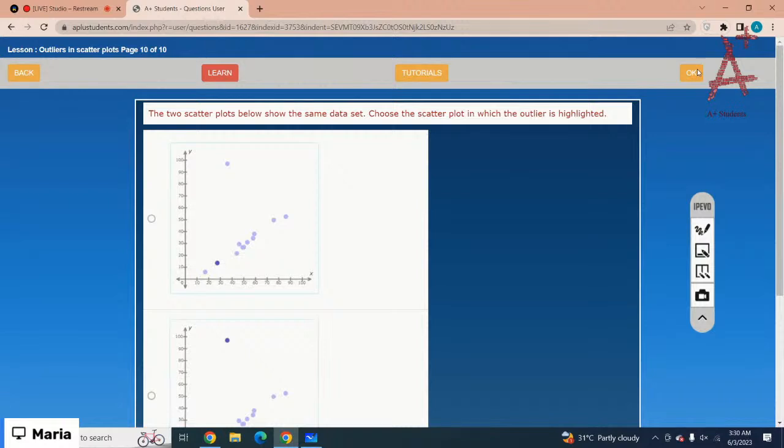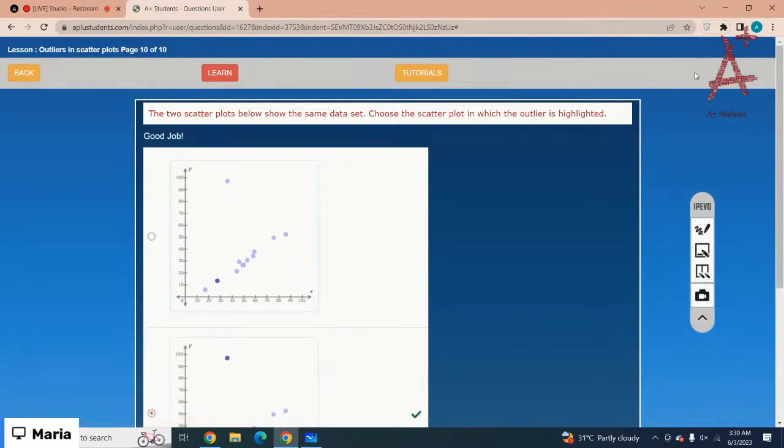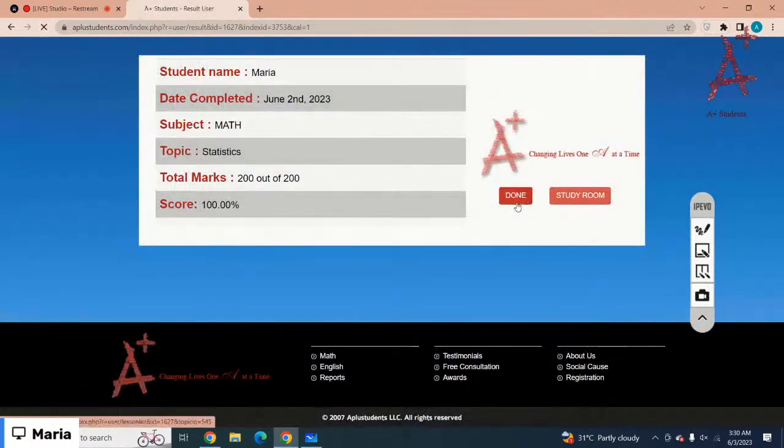Okay, the two scatter plots below show the same data set. Choose the scatter plot in which the outlier is highlighted. So which is the correct option? The correct option is the second one. Got it? Okay, we are done with the lesson.